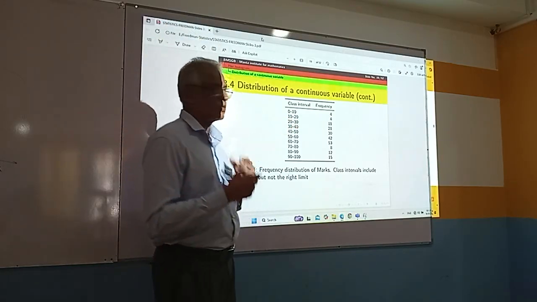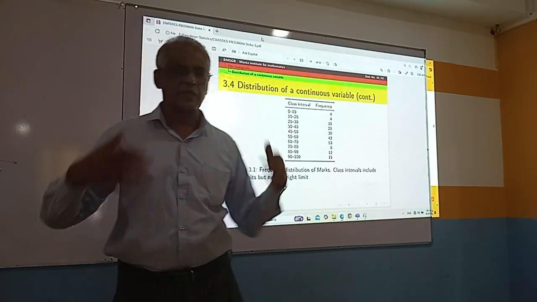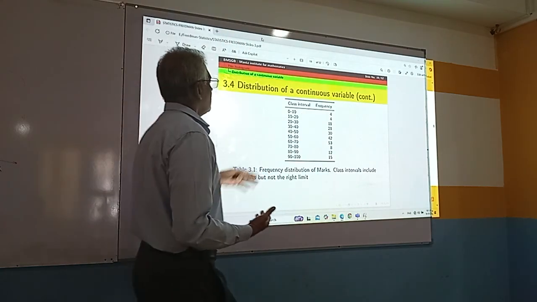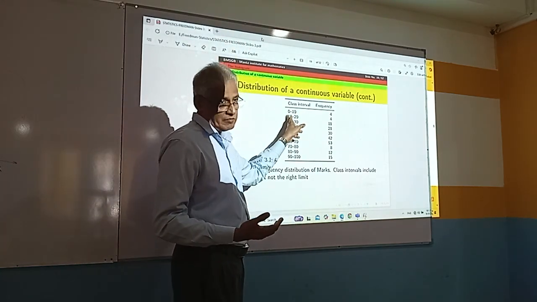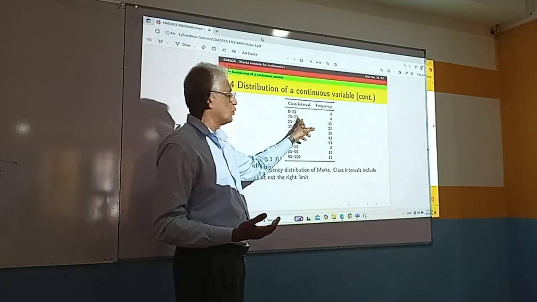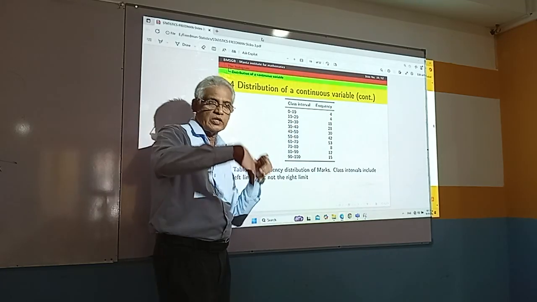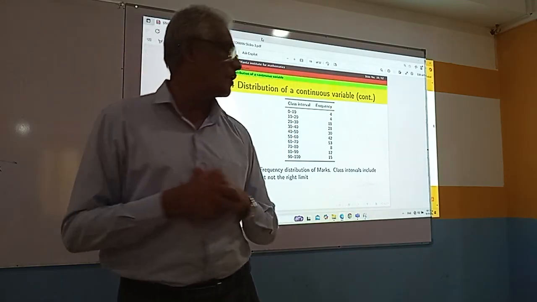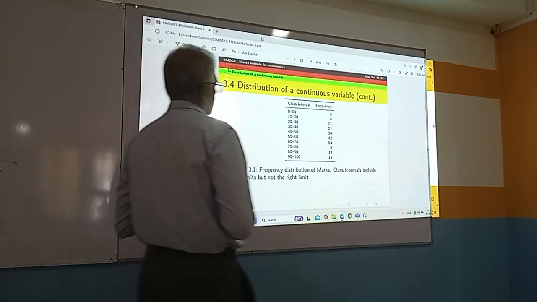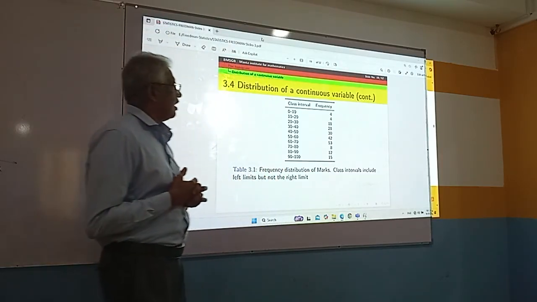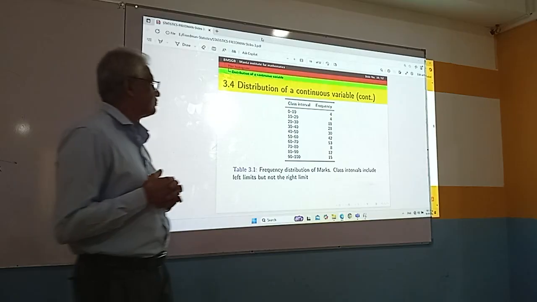And the other ones will be included here. So of course, if the marks are recorded as integers, anything up to 9 will be here, 10 will go here. Right? Anything up to 19 will be here, then 20 will be the other ones. So if you are given a frequency distribution like this, how would you draw the graph?